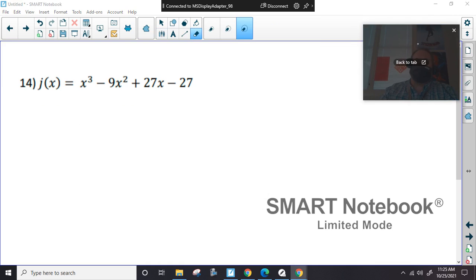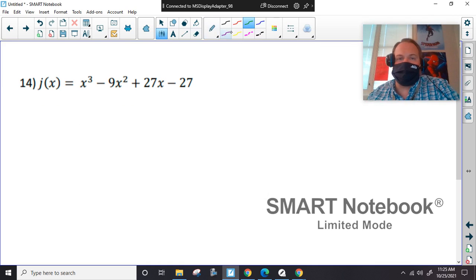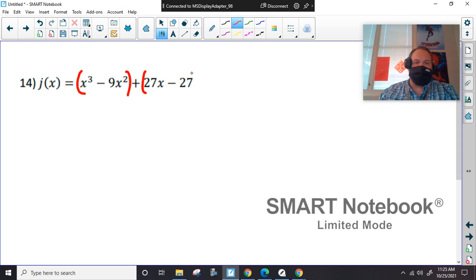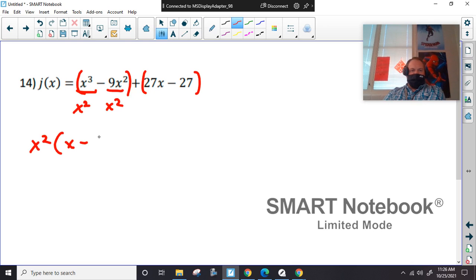Now, we're going to do this one by the old school method of factoring by grouping. First thing we do is put these in parentheses. Now, we have to find the GCF between x to the third and 9x squared. X squared. So we would set this as x squared times x minus 9.